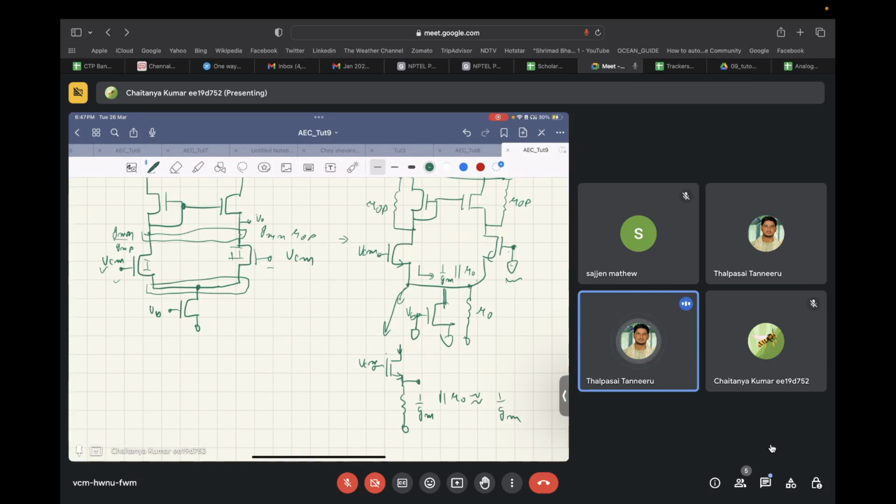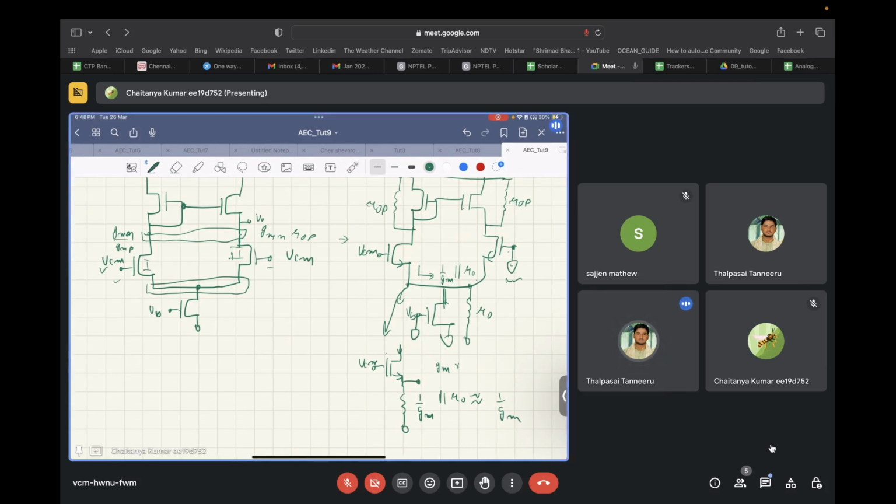Voltage. So GM into ROP, 1 plus GM into ROP, sir. What is ROP? Output resistance of PMOS. Where is PMOS? Okay, okay. Sorry, from drain side also. No, ROP, and the resistance of the NMOS is infinite, no? Okay.